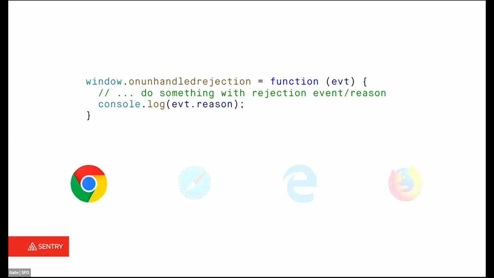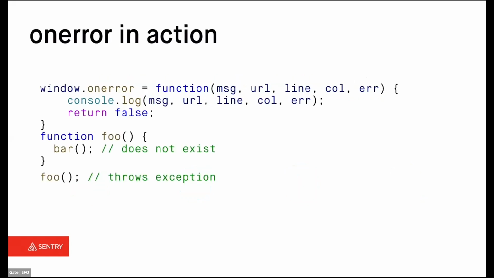It's only supported natively in Chrome, but I think promise libraries like Bluebird support it too, so there are other ways of getting to it. I'm really focused on error in this talk. So what does this look like?